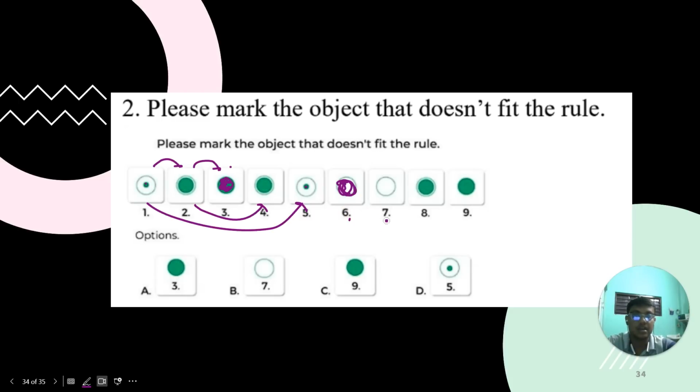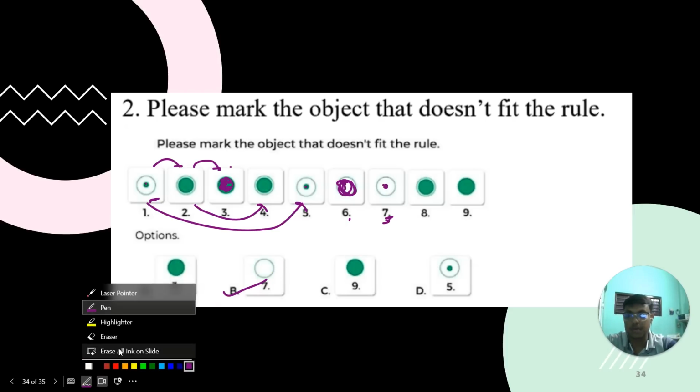After that, this should have been a circle with a small dot like the step 1, but it is not being followed. So step 7 is the incorrect term in this series. So option B is the correct option. Did you all get it?